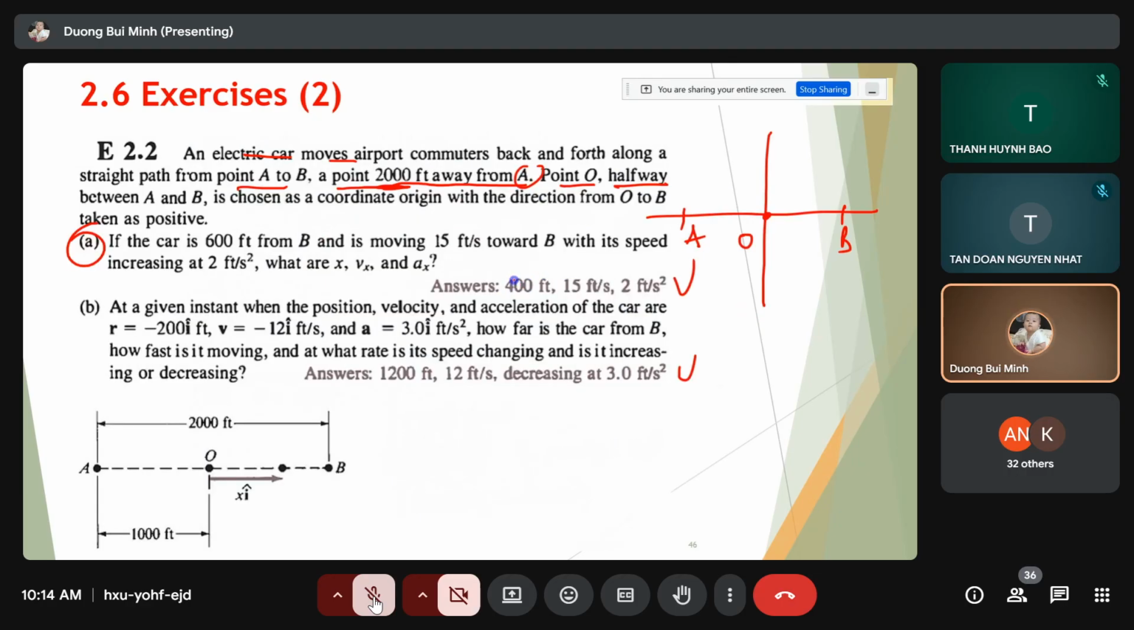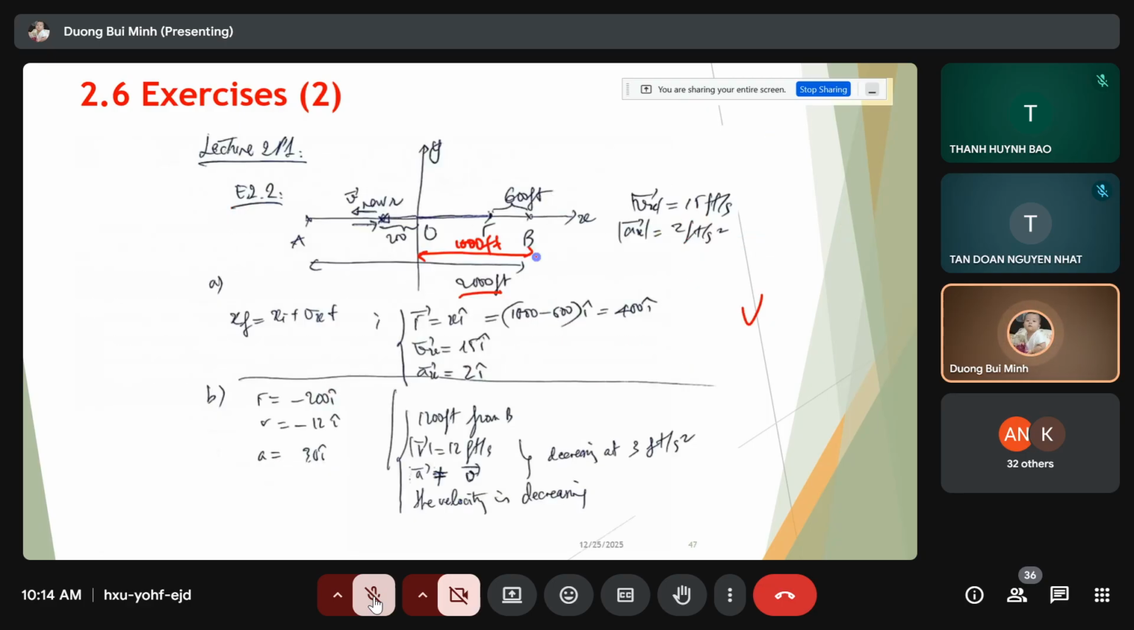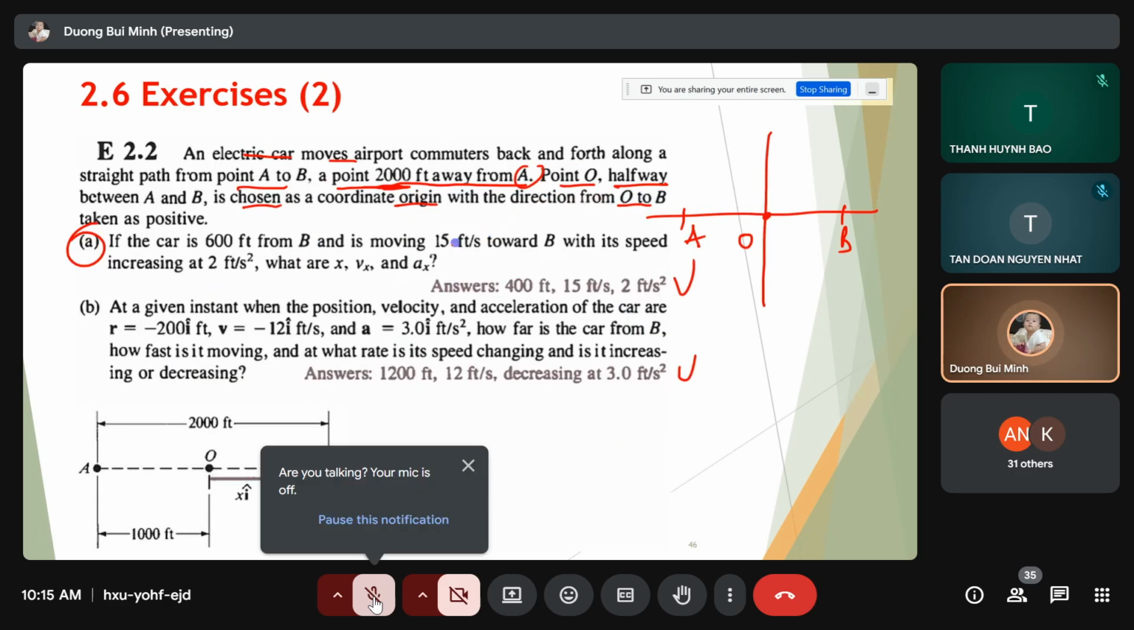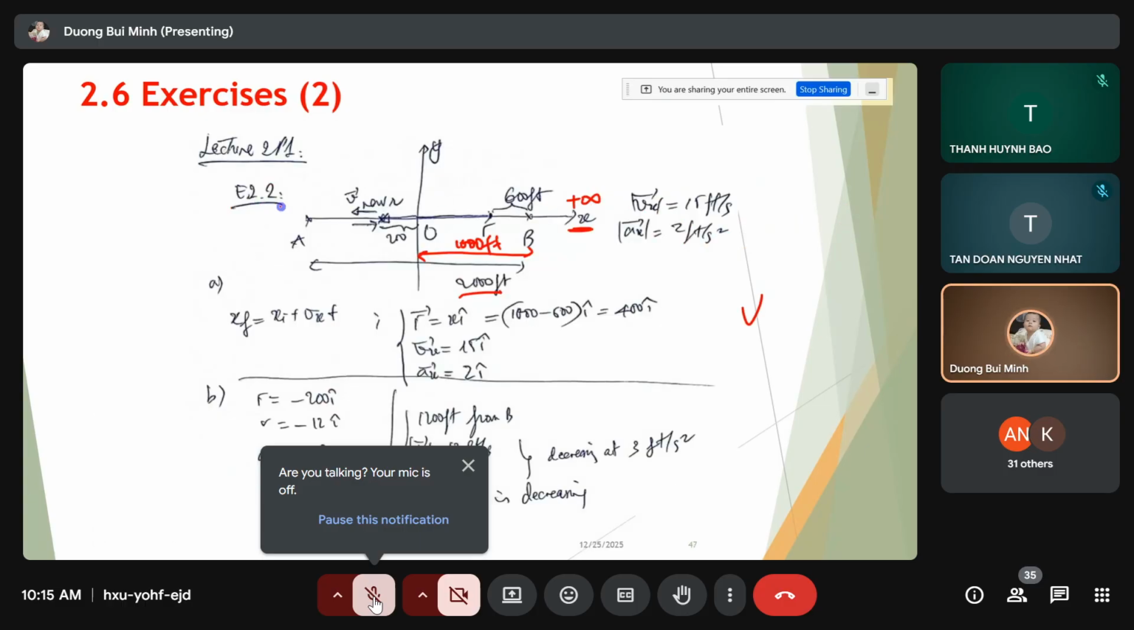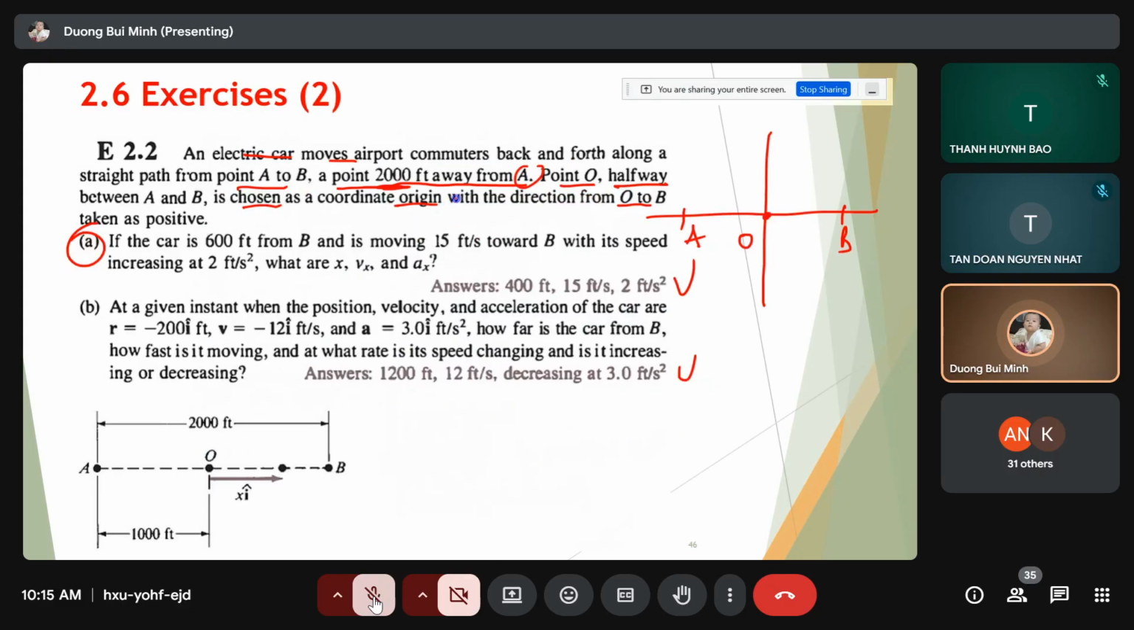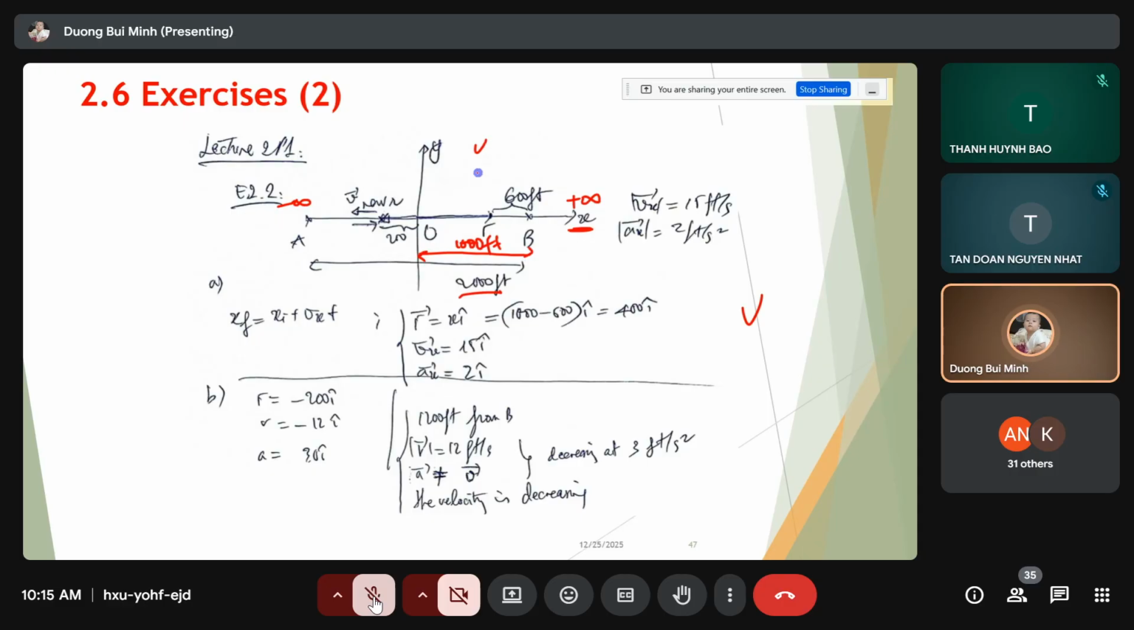What else? Point 0 is chosen as the coordinate origin, with the direction from 0 to B as positive. So here must be x. This is positive, because they mentioned the direction from 0 to B is positive, and this side is negative. If you understand the information clearly, you can draw the coordinate like this. After that, it is very easy.